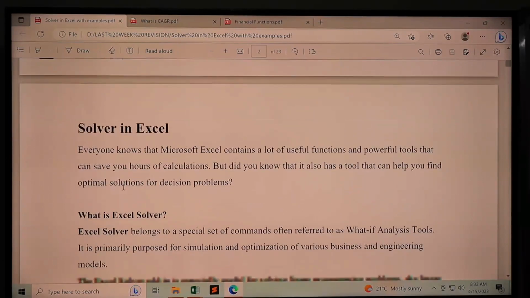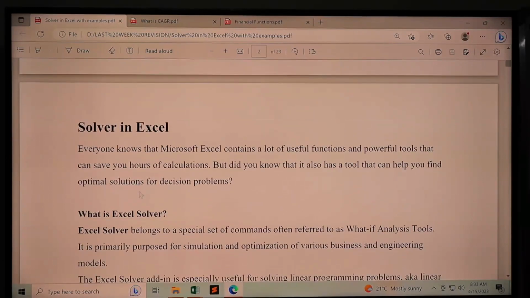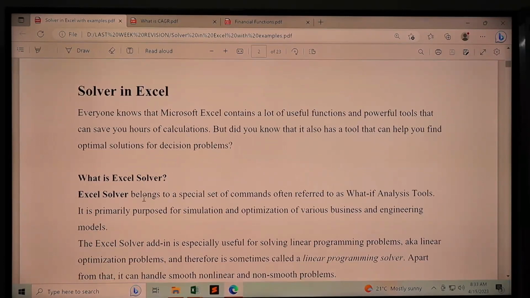In talk of solvers, you say solvers is one of the most powerful tools in Excel because it will help you find optimal solutions for decisions. That is, you are supposed to make decisions. It belongs to a special set of commands referred to as what-if analysis tools, and is primarily purposed for simulations and optimization of various business and engineering models.